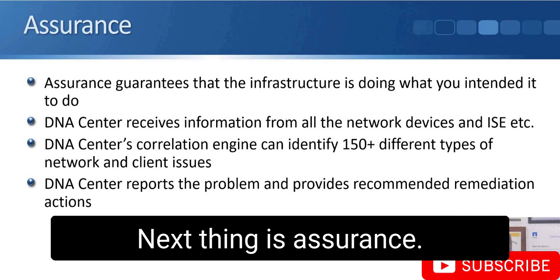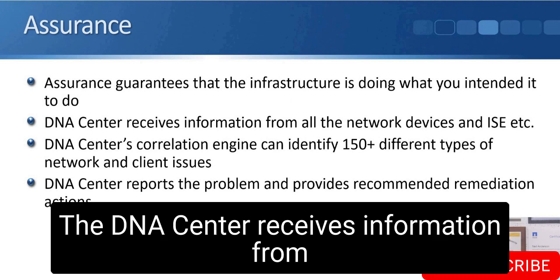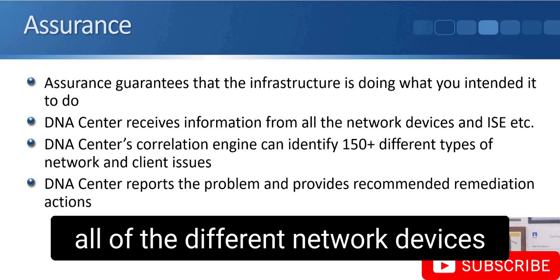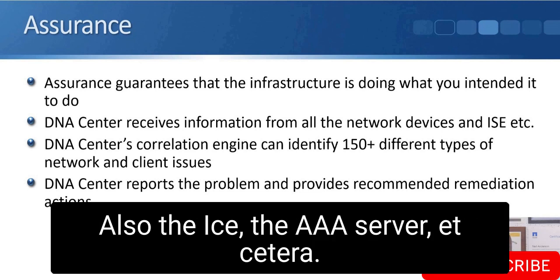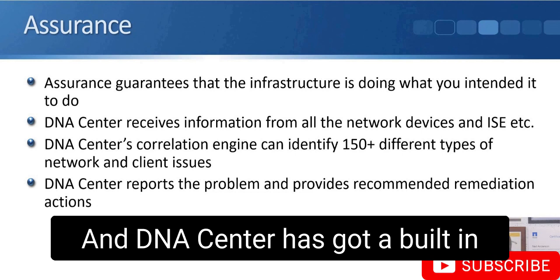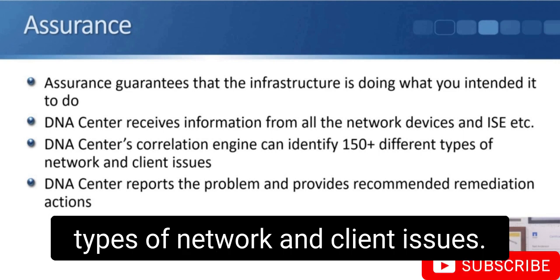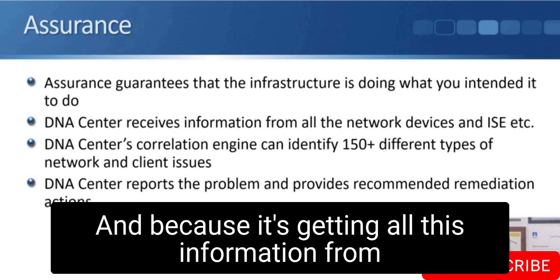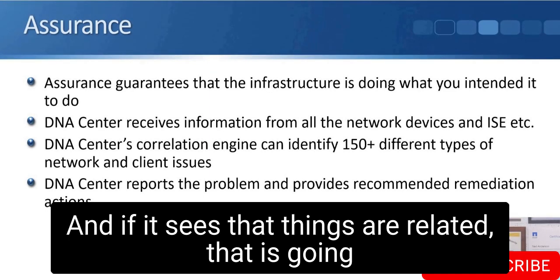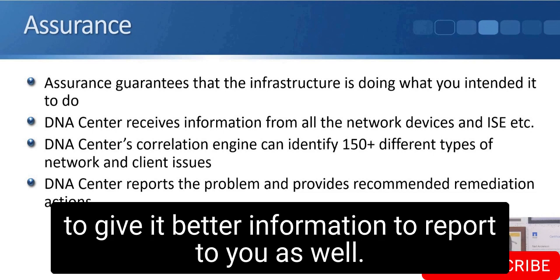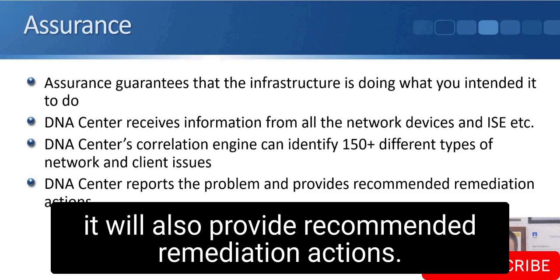Next thing is assurance. Assurance guarantees that the infrastructure is doing what you intended it to do. So DNA Center receives information from all of the different network devices, your routers, your switches, etc. Also the ISE, the AAA server, etc. And DNA Center has got a built-in correlation engine which can identify over 150 different types of network and client issues. And because it's getting all this information from your different devices, it can correlate between them. And if it sees that things are related, that is going to give it better information to report to you as well. So DNA Center then reports the problem, and it will also provide recommended remediation actions.